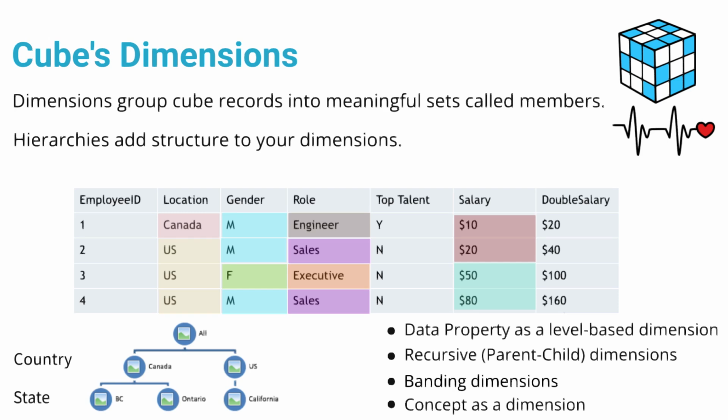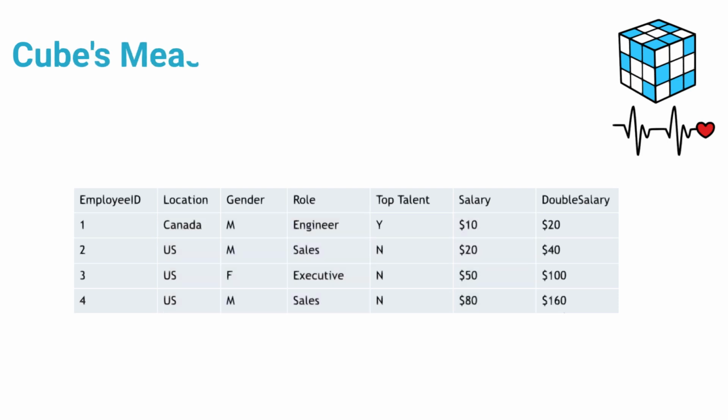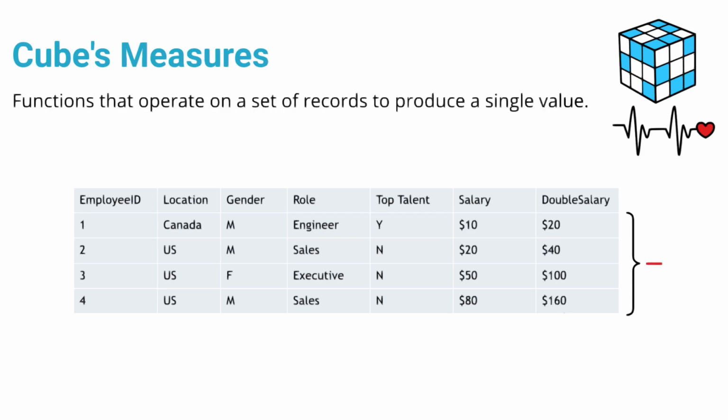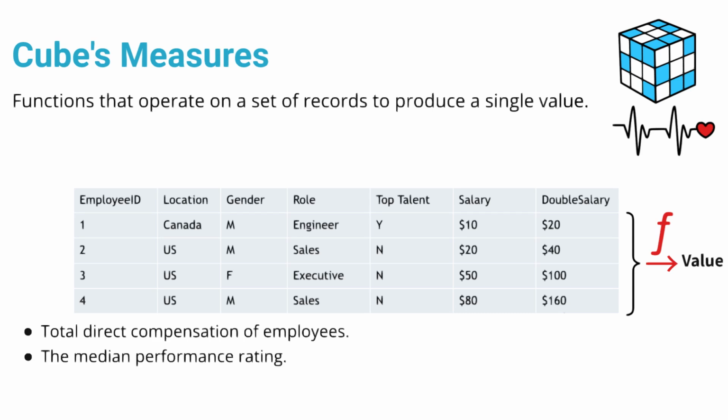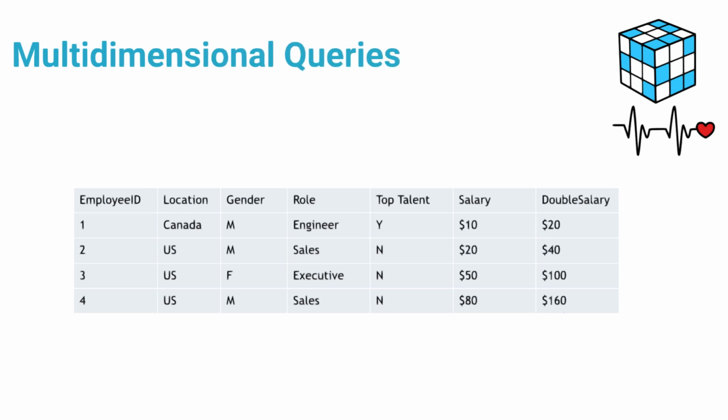The final part of our multidimensional query is our measures. Measures are functions that operate on a set of records to produce a single value. Think of them as calculations. For example, total direct compensation of employees, the median performance rating, the count of employees promoted in the last year. Now that we are familiar with cubes and their characteristics, let's see a few multidimensional queries in action.